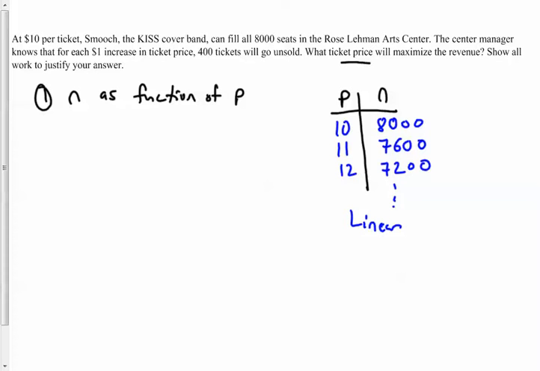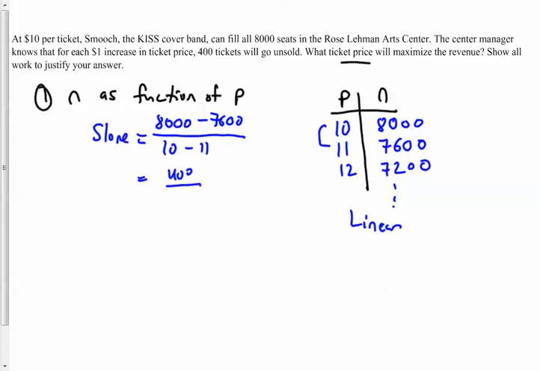We can think of the number of tickets as a function of price. It's a linear function. Well, to find a linear function, we need to know first the slope, the change in the output. The output here is n. And if we use these 2 points, 8,000 minus 7,600 over the change in the input, 10 goes with the 8,000 and 11 goes with the 7,600. Well, again, we have 400 over 1, negative 1. So that's saying our slope should be negative 400.